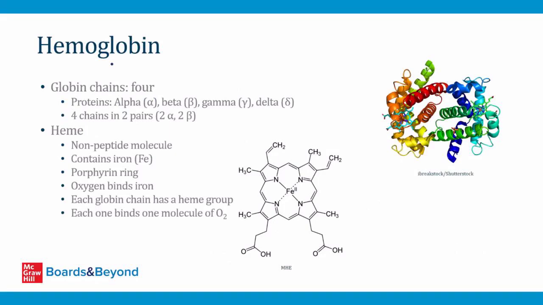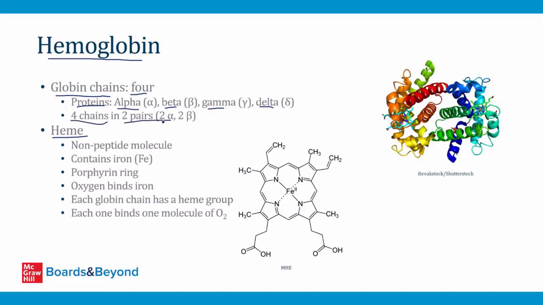We'll come back to the oxygen content of blood in a minute, but let's talk briefly about the structure of hemoglobin. So hemoglobin is made up of two components. There are globin chains and heme molecules. So each molecule of hemoglobin has four globin chains. The globin chains are proteins, and they come in a number of subtypes. There are alpha chains, beta chains, gamma chains, and delta chains. And every hemoglobin molecule has four chains made up of two pairs.